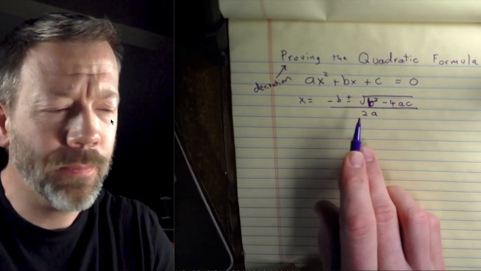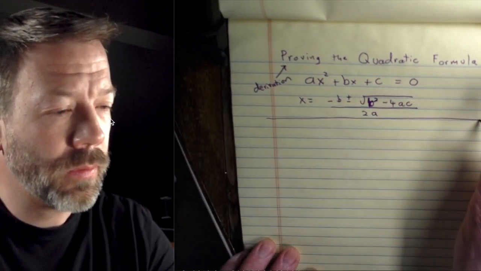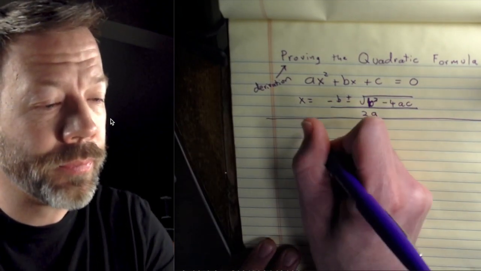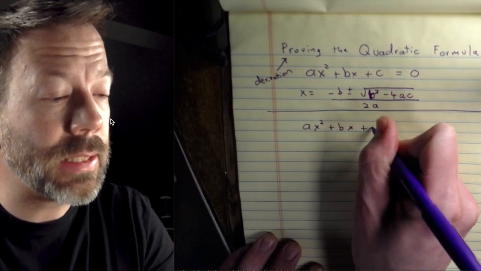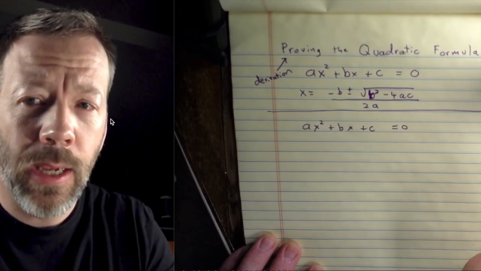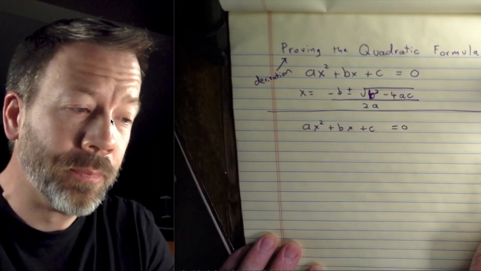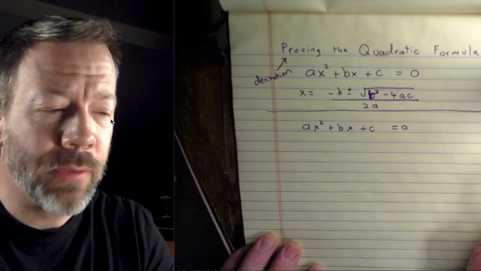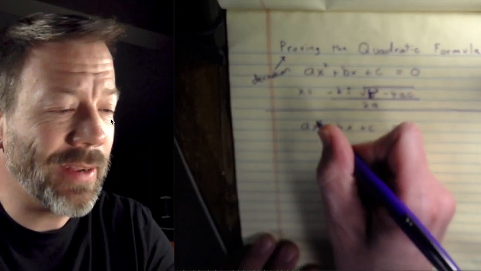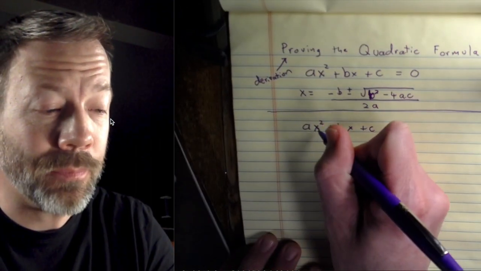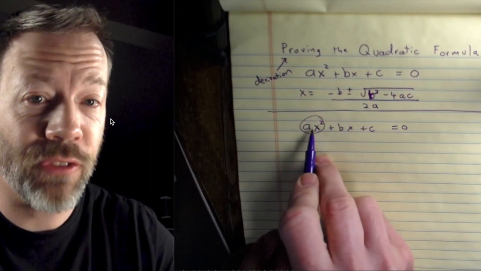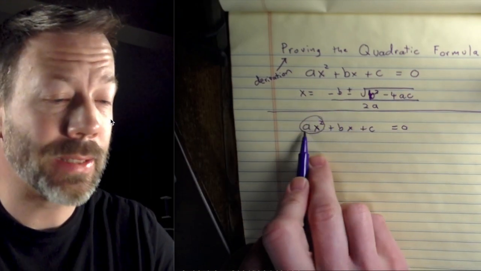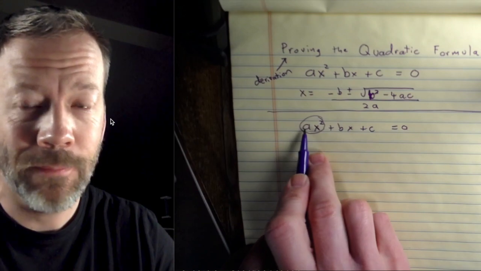To do that, we're going to start with ax squared plus bx plus c is equal to 0. And we're going to complete the square on this. Now, the first thing you have to know about completing the square is that you can't find that magic number that I've been talking about unless that term right there has a coefficient of 1. And right now it doesn't. It has a coefficient of a.